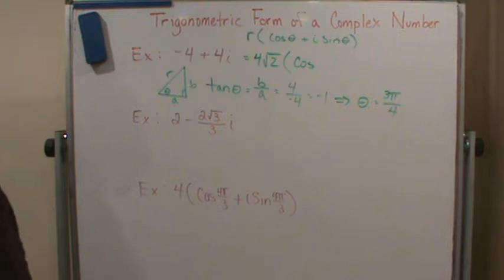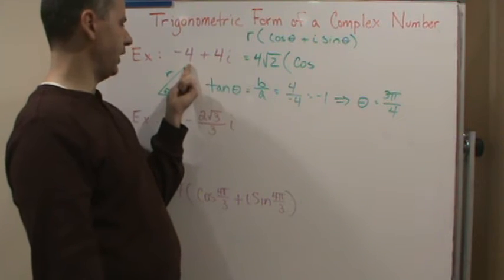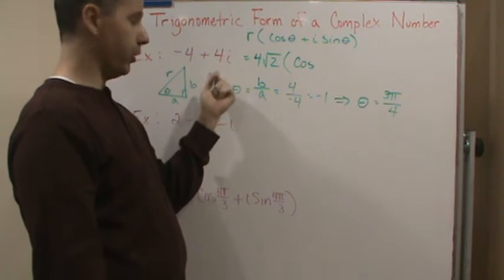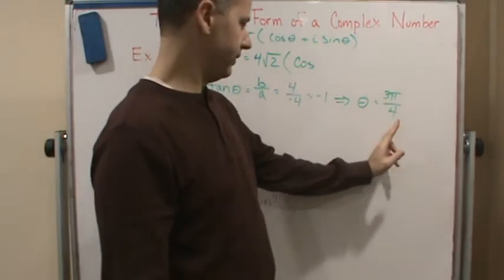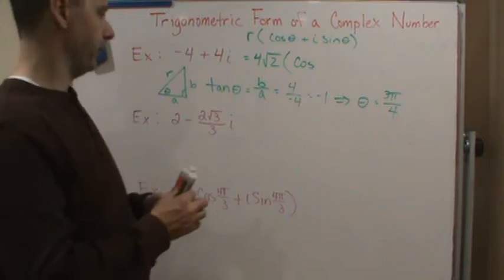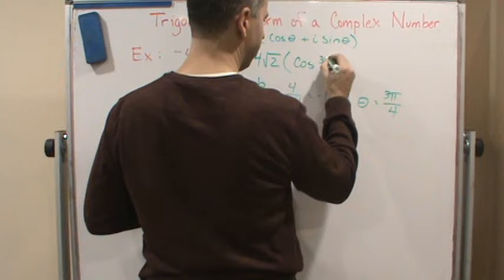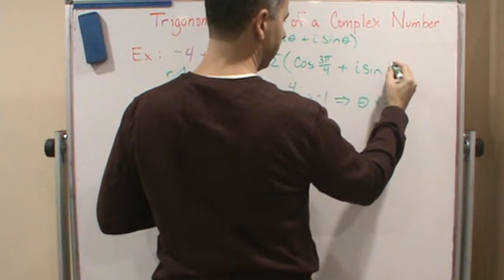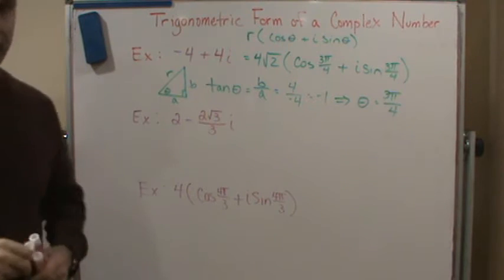Which is in the second quadrant, right? And that makes sense, because if you look here, this is A, so that's 4 units to the left and then 4 units up, so it's in the second quadrant. So that also supports this answer, 3 pi over 4. Okay, so now we can finish up. That means we're going to have 4 root 2 times cosine of 3 pi over 4 plus i sine of 3 pi over 4. And that's our final answer.